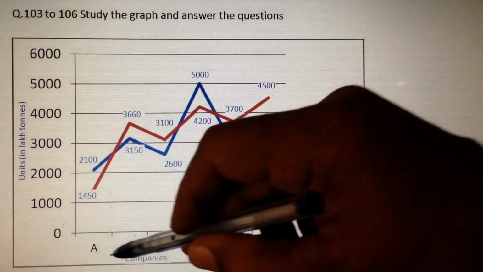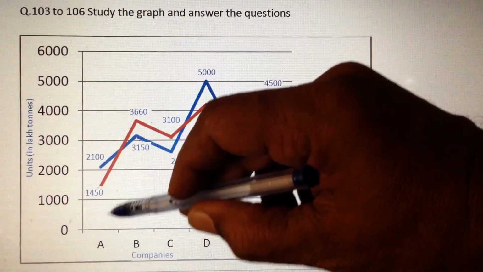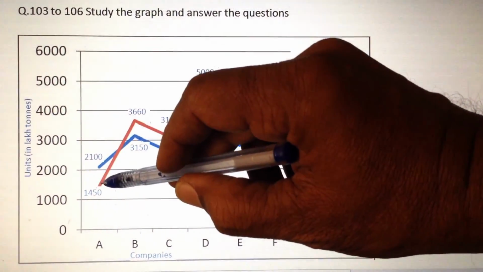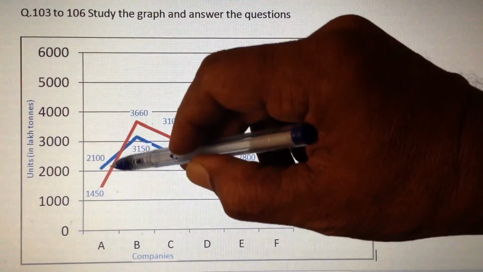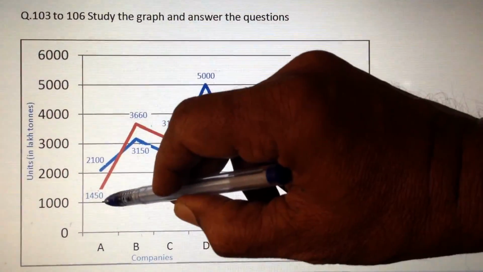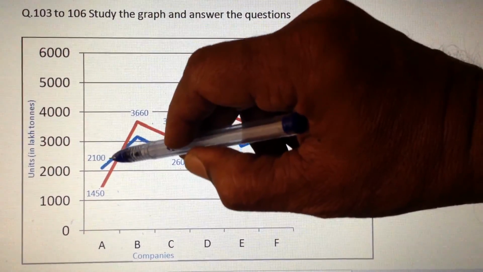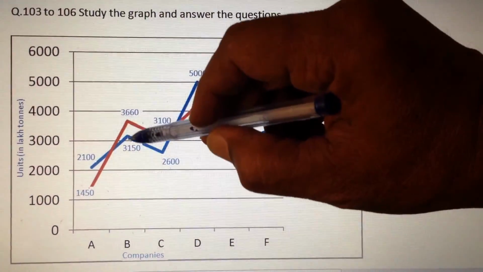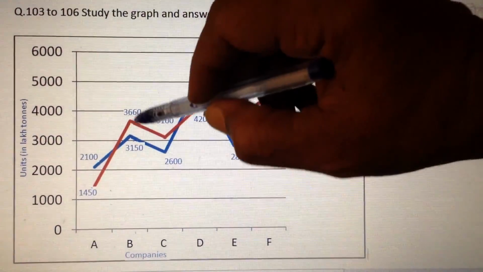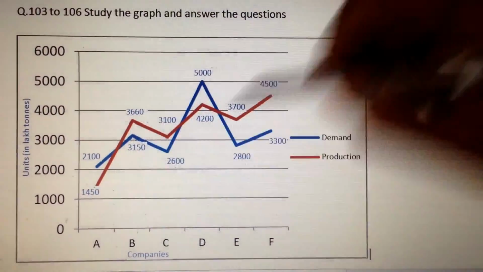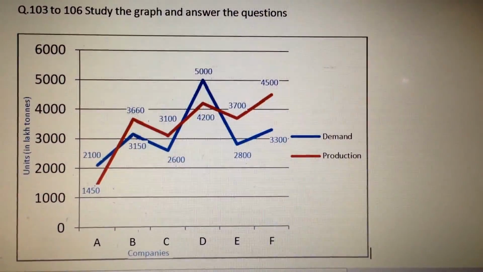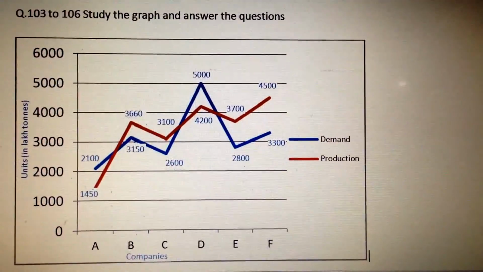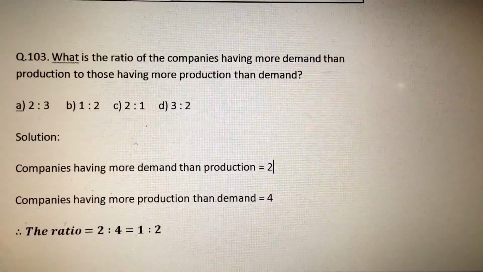Let us see in case of company A, production is 1450 because brick color is production and blue color is demand. Production is 1450 and demand is 2100. And in case of company B, demand is 3150 and production is 3660. Like that. Okay, let us try to solve the problems based on this graph.